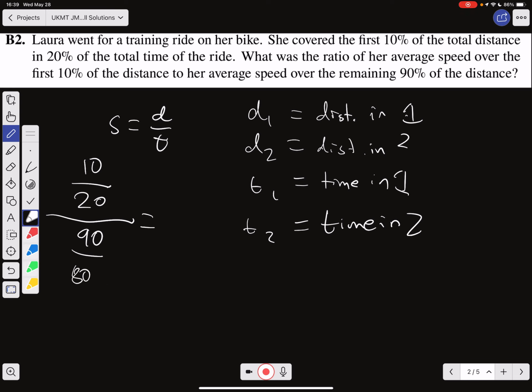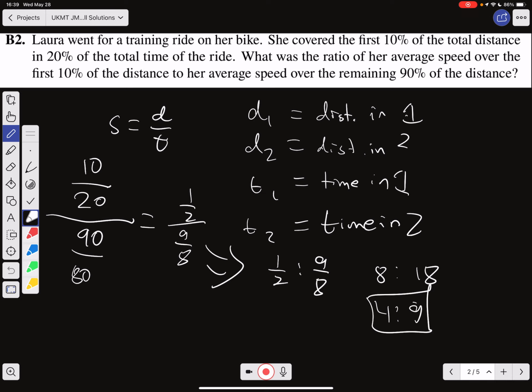This evaluates to 1/2 over 9/8. And that is equal to the ratio 1/2 to 9/8. And then we can just cross multiply, so we get 8 to 18. And from that, we can simplify to 4 to 9. And that is indeed our final answer.